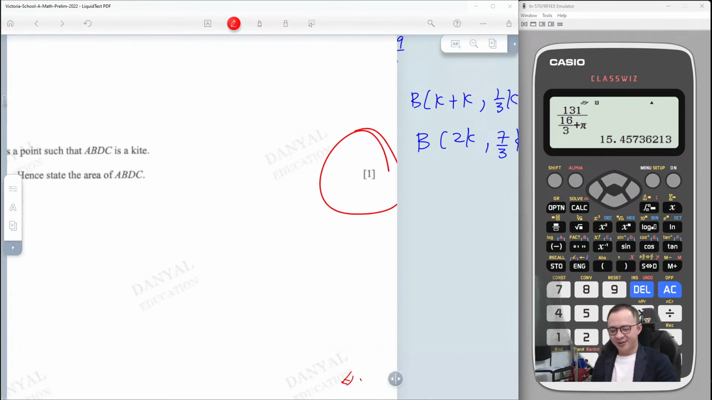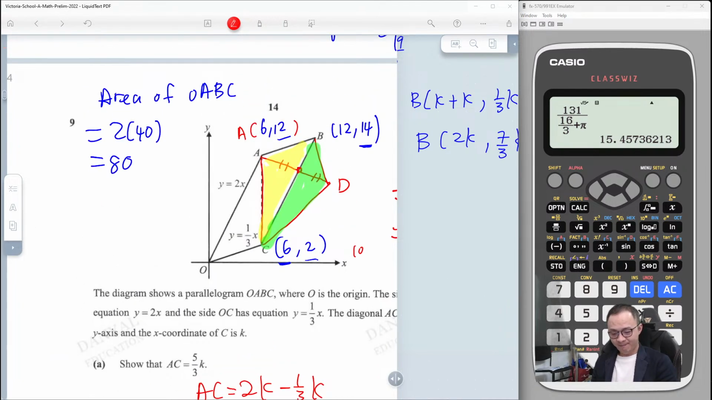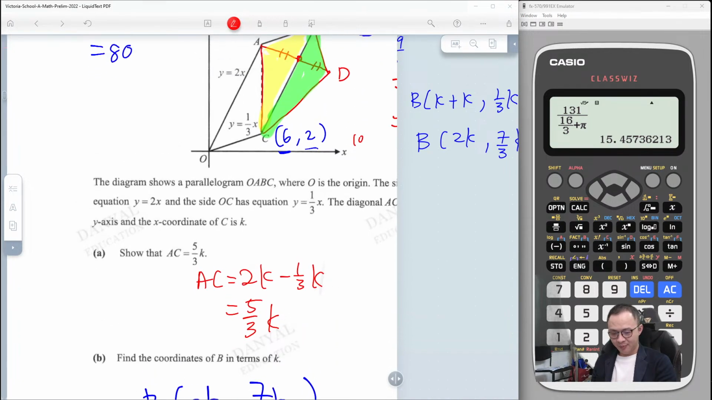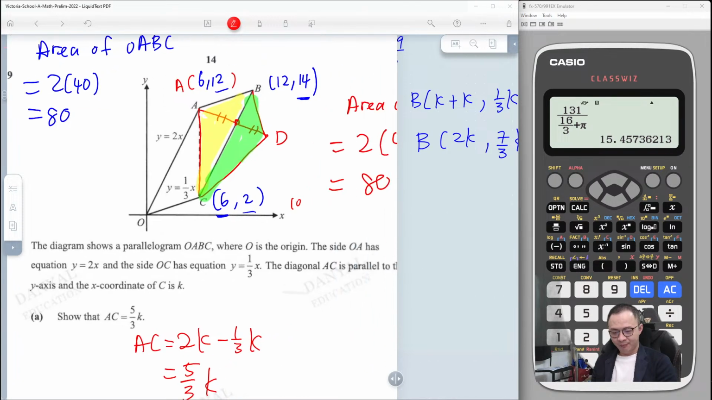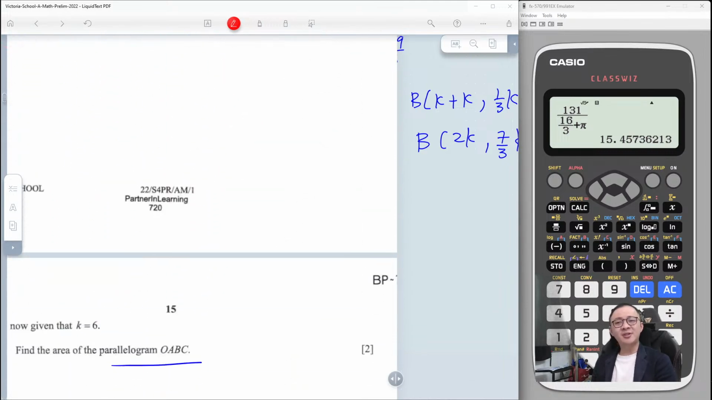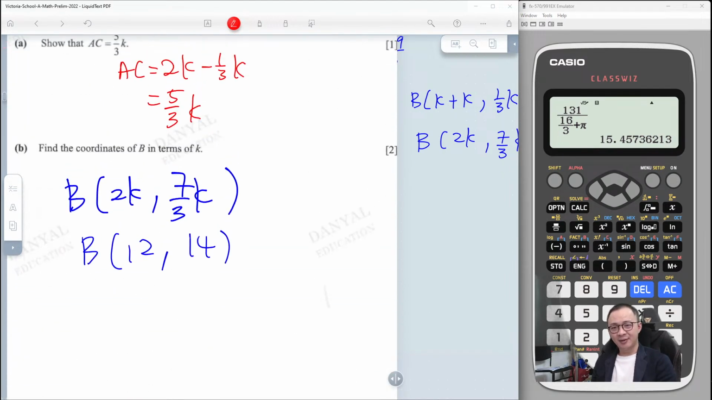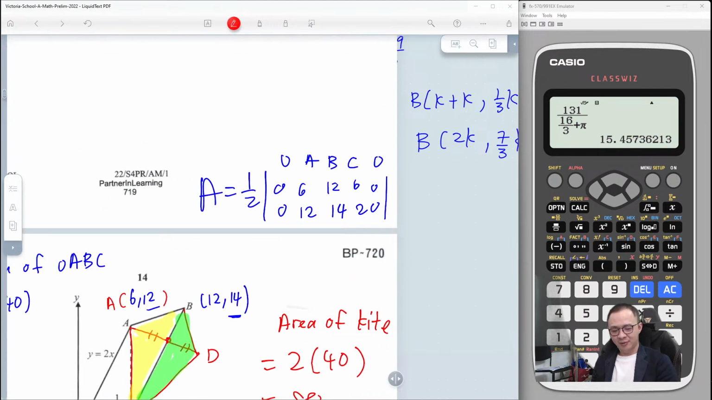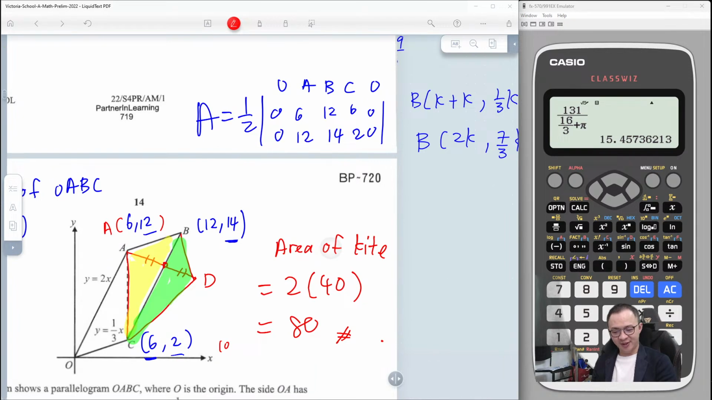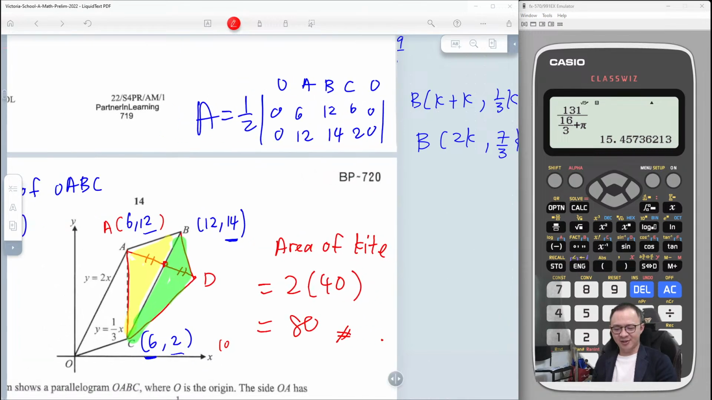Inverted the B and C coordinates. Oh my god, what am I doing? Really? You mean the area I'm doing or what? Oh, they want OABC, is it? B is 12, 14, C is 6, 2. I think we should get the same result, no?